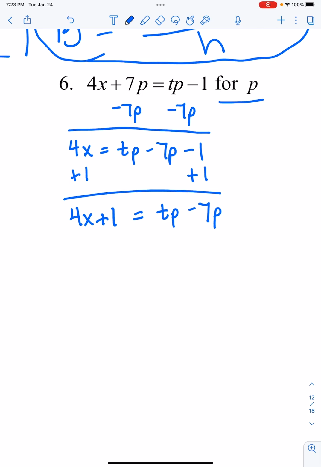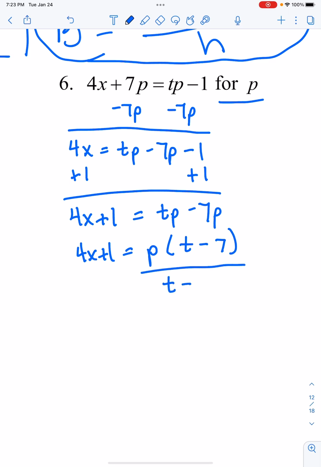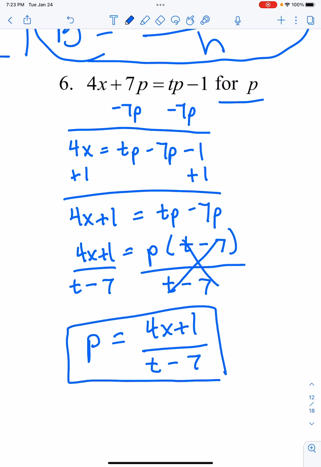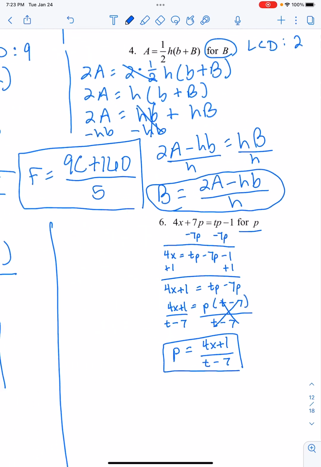tp minus 7p are not like terms, but they both have the letter that we're trying to isolate. So we're going to undistribute, or factor. We're going to say, what would it look like if p was in front and not distributed across? So we'd say p times t minus 7. Then we're going to divide by t minus 7, and we get p equals 4x plus 1 divided by t minus 7. And we have p alone, only showing on one side.